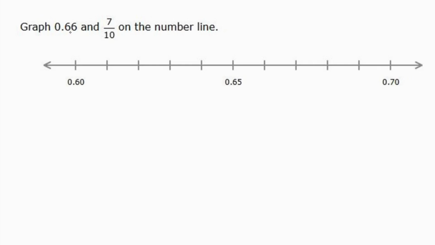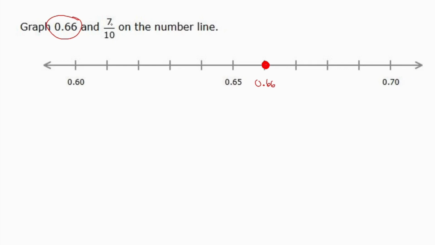Graph 66 hundredths and 7/10ths on the number line. Let's take care of the 66 hundredths because it's actually pretty simple. I'm given a number line between 60 hundredths and 70 hundredths, and here it shows me 65 hundredths. So it would make sense that the one to the right of it would be 66 hundredths, so I'm going to put a circle right there on 66 hundredths.